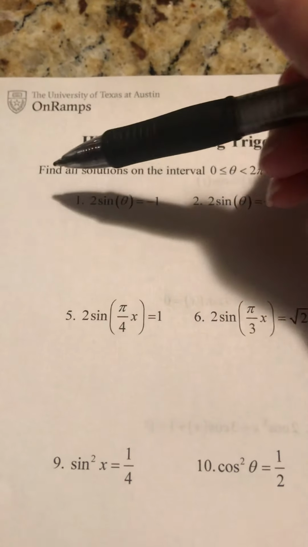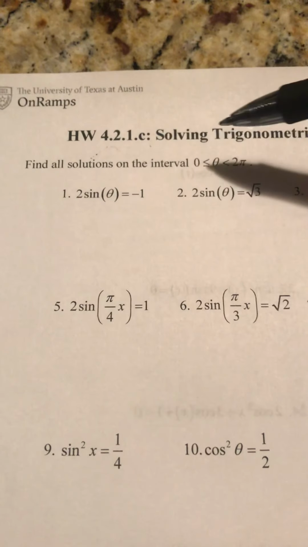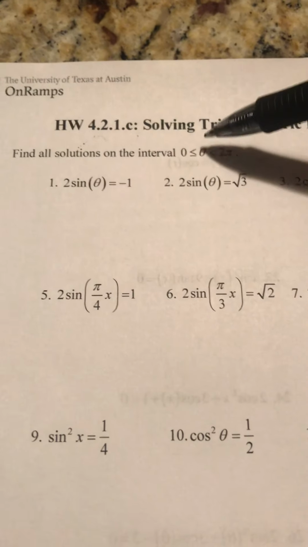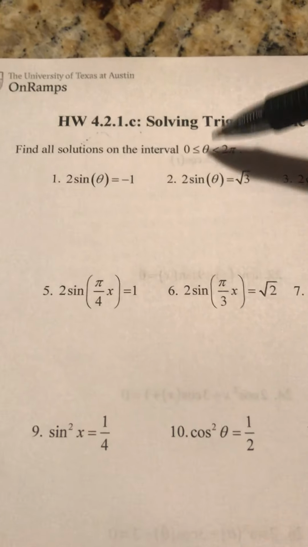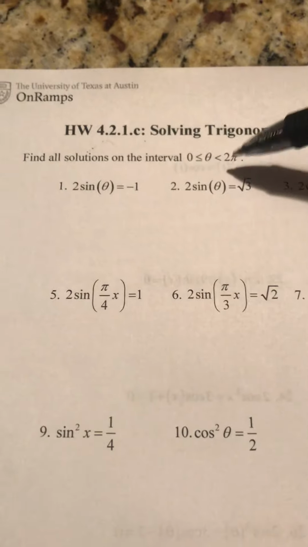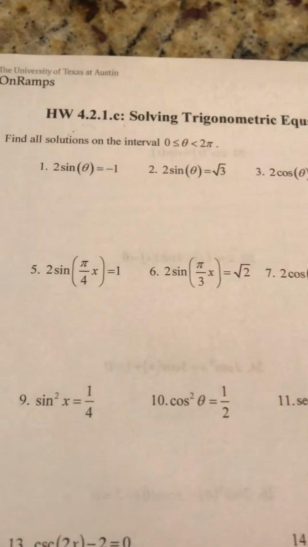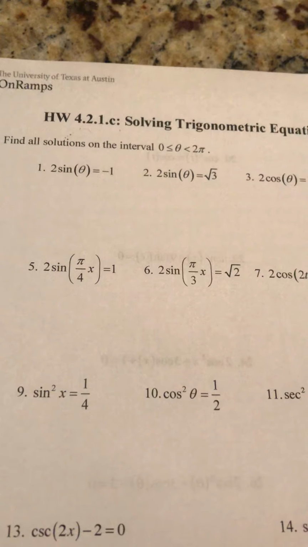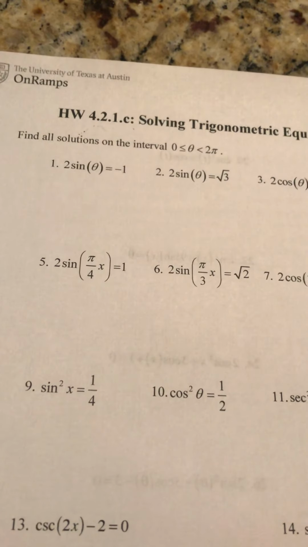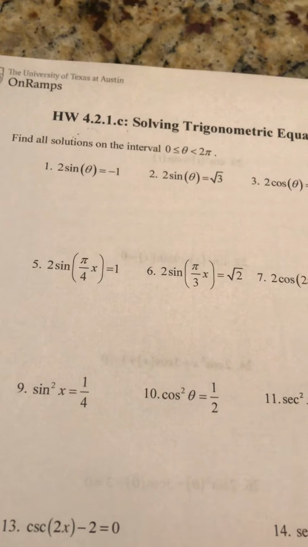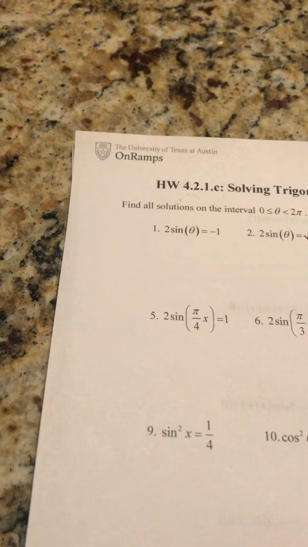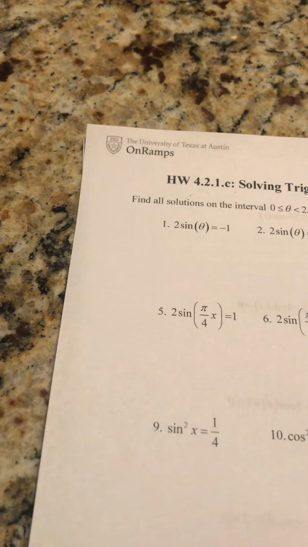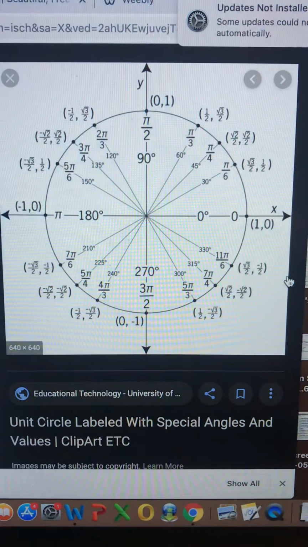I'm going to start with number 1 here. First of all, let's read the directions. It says find all the solutions on the interval from 0 to 2 pi. Notice it doesn't actually equal 2 pi here. We can equal 0, just can't equal 2 pi. I'm going to make sure my unit circle is available very close and nearby, so I'm going to just Google my unit circle. Cool, I just Googled a unit circle and there it is.